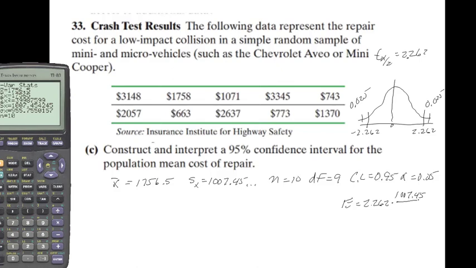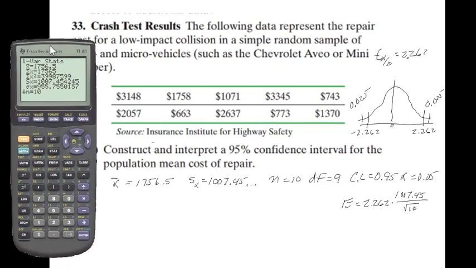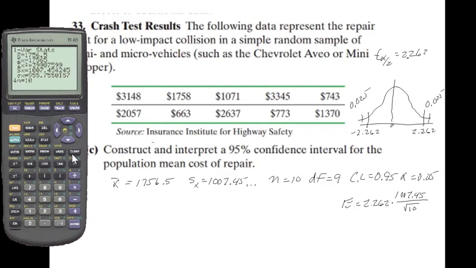1007.45 divided by 10, or the square root of 10. All right. So far so good. Now I've got to get that in a calculator here. So clear. 2.262 times 1007.45, I'll just type it in here, divided by the square root of 10. So I get this number.